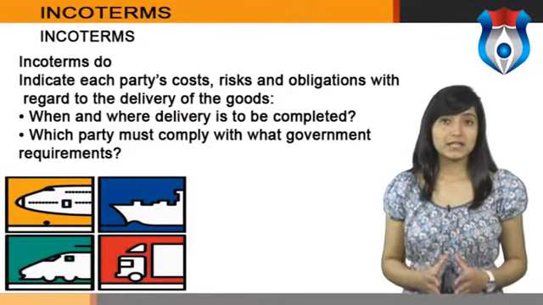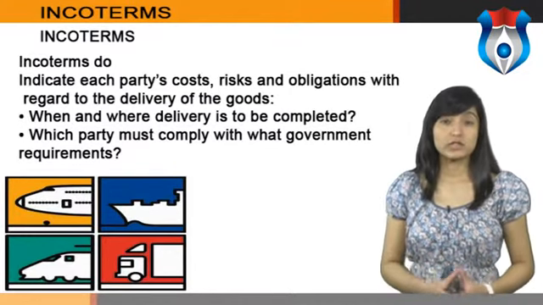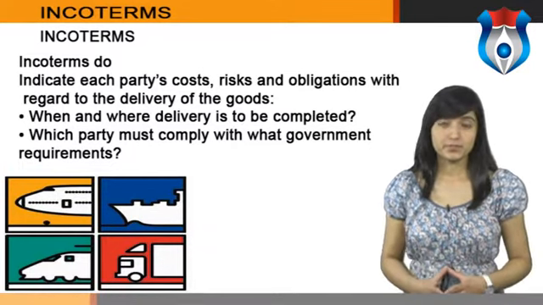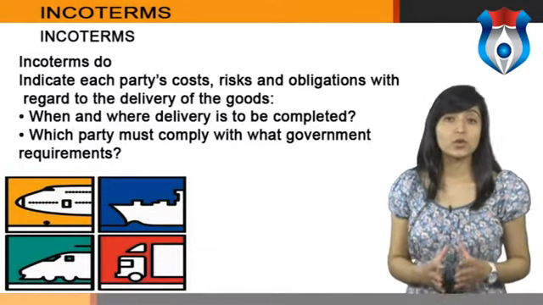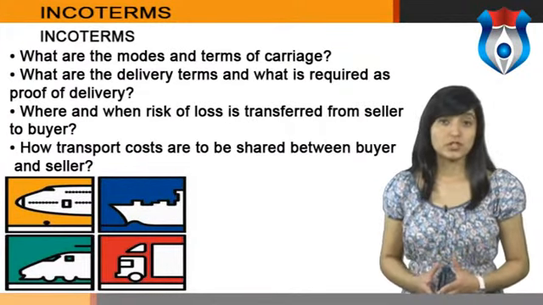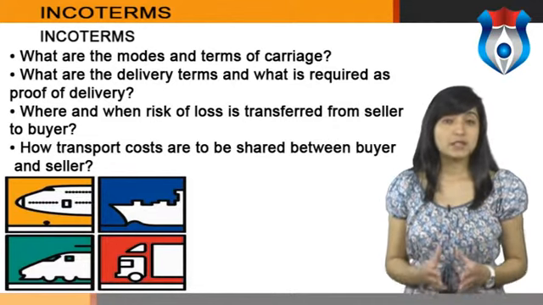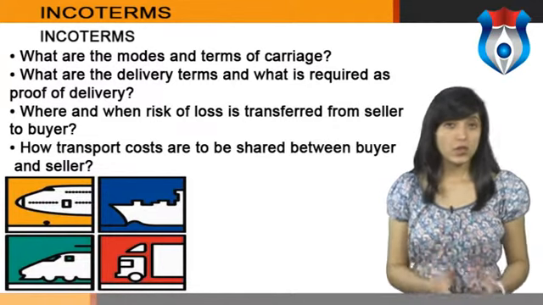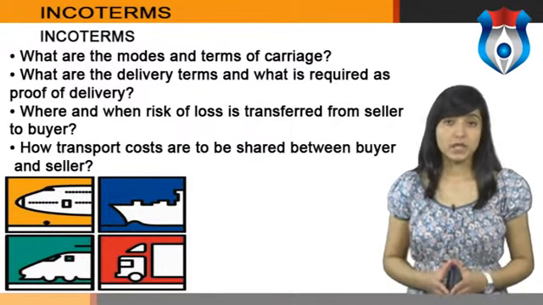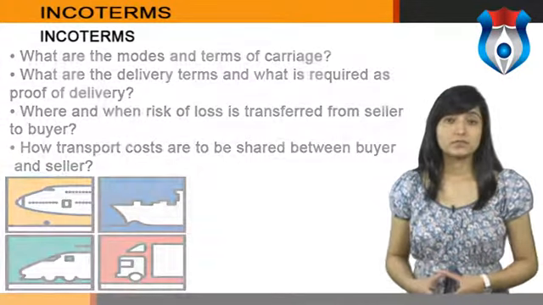Incoterms do indicate each party's costs, risks and obligations with regard to the delivery of the goods, when and where delivery is to be completed, which party must comply with what government requirements, what are the modes and terms of carriage, what are the delivery terms and what is required as proof of delivery, where and when risk of loss is transferred from seller to buyer, how transport costs are to be shared between buyer and seller.